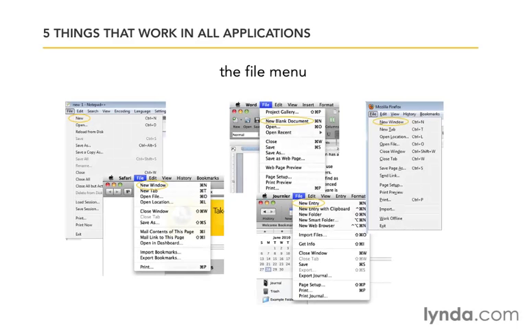New is for creating a new document, image, or project, depending on what app you're in. Open opens files or projects that you've previously created or worked on. Save saves the file you're currently working on. Close closes the file, but usually leaves the application running. And if the application is one you can print from, like a word processor, a spreadsheet program, or a photo editor, you'll always find the print command under File as well.